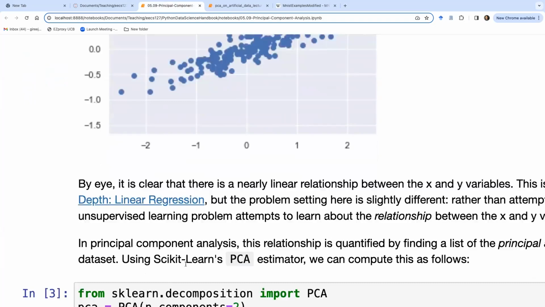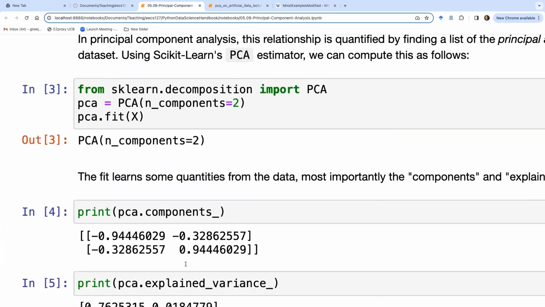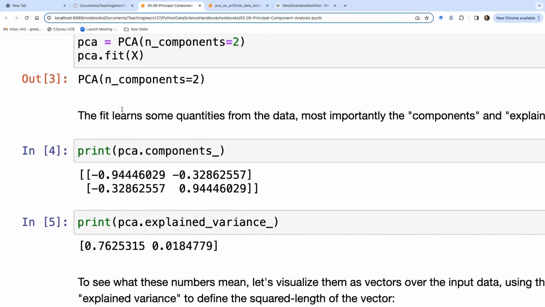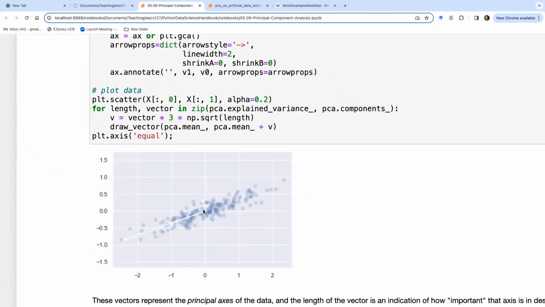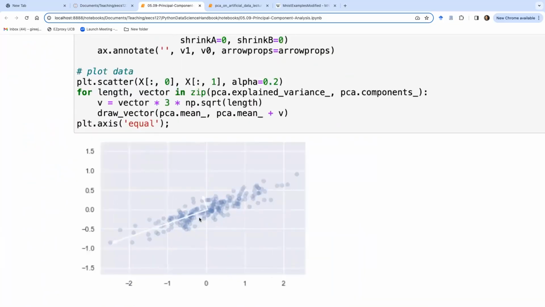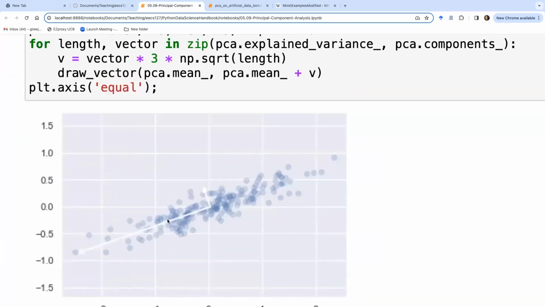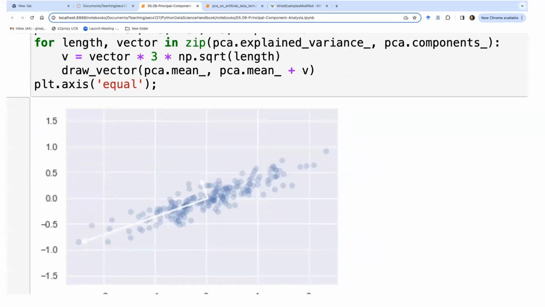So if I was to pull out PCA on this, I would get essentially these two vectors. This white vector is hard to see, but this would be the first principal component it would pull out. This would be the second principal component that it would pull out.